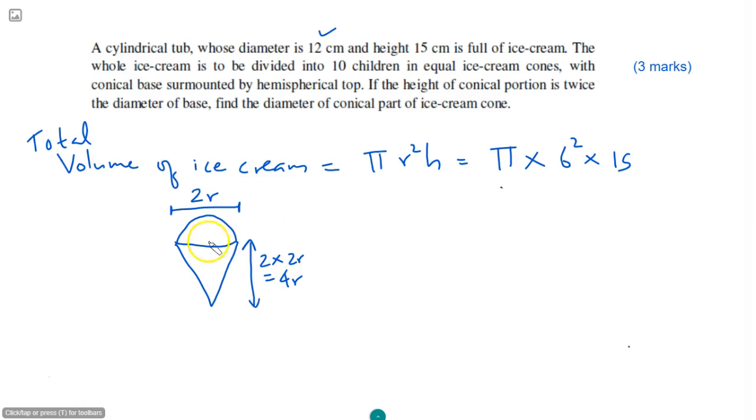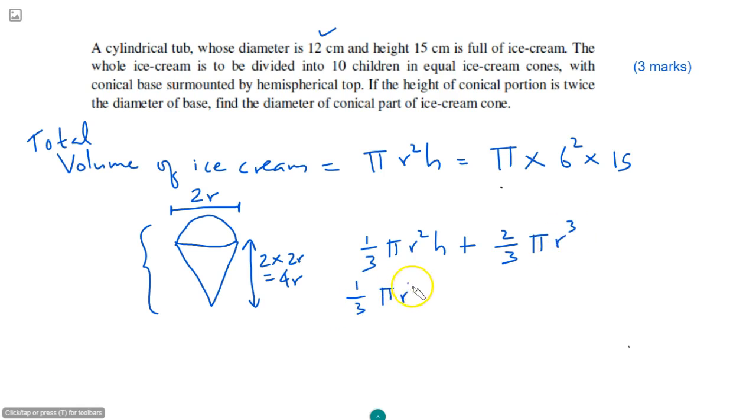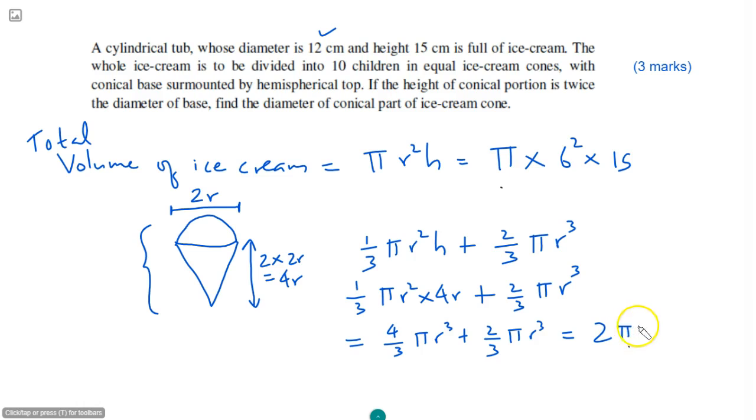Now let's find the volume of this ice cream cone. So that's going to be volume of the conical part, which is 1/3 pi r square h, plus volume of the hemispherical part, which is 2/3 pi r cube. That's 1/3 pi r square into height, which is 4r, plus 2/3 pi r cube. So if you simplify this, this is going to be 4/3 pi r cube plus 2/3 pi r cube, which is going to be 2 pi r cube if you do the calculation.